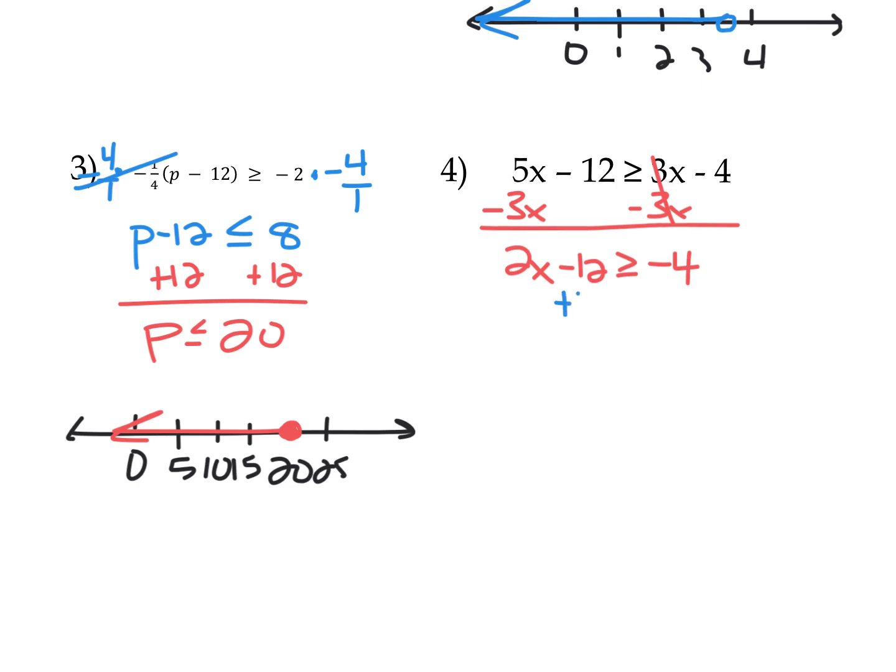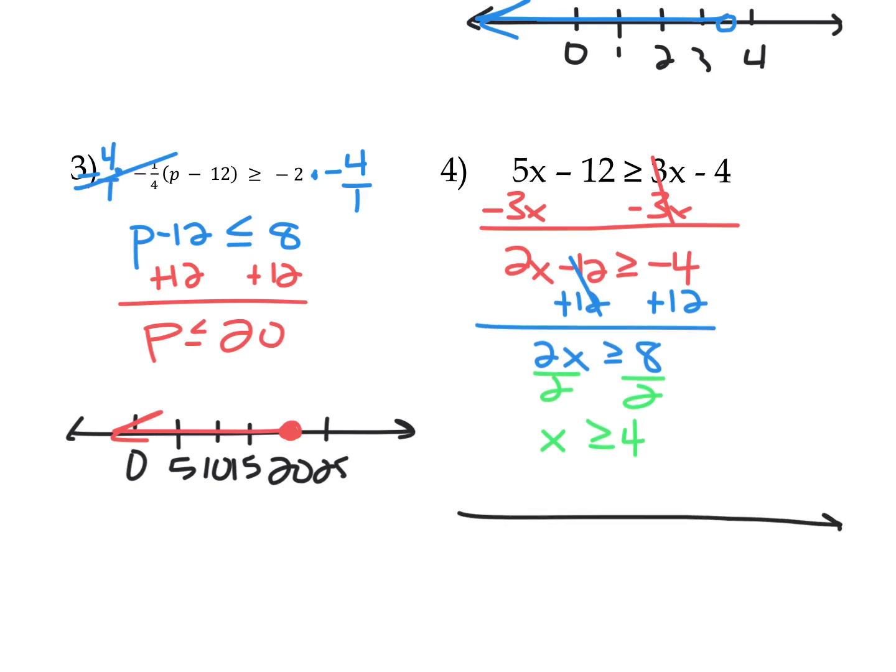And then I'm going to add 12 to both sides because I'm trying to get that variable by itself now on the left side. 2x is greater than or equal to 8. And then when I divide both sides by 2, x is greater than or equal to 4. And so I could graph that on my number line.